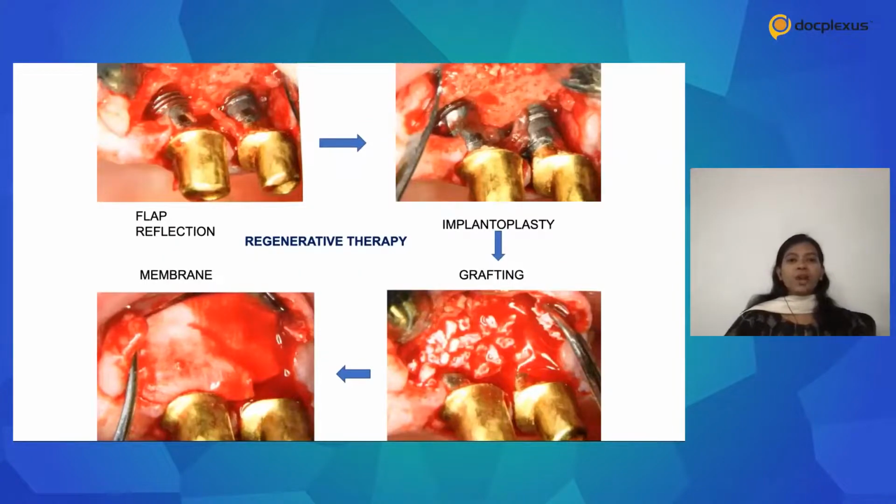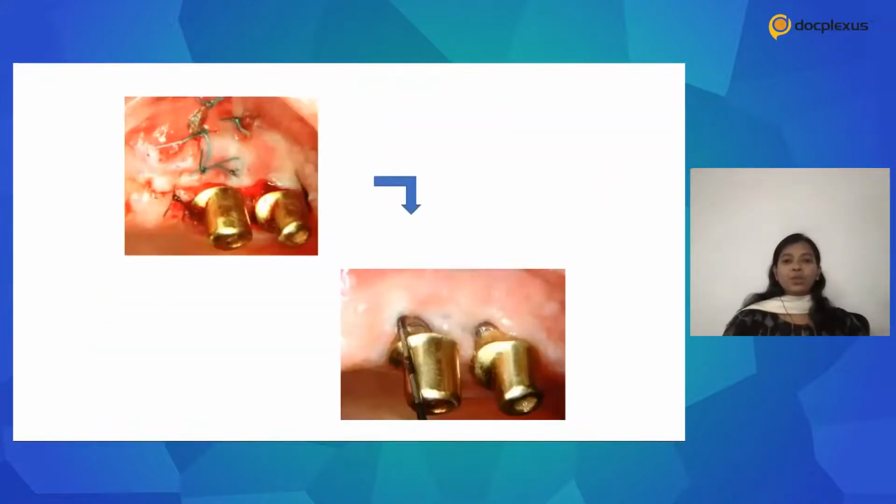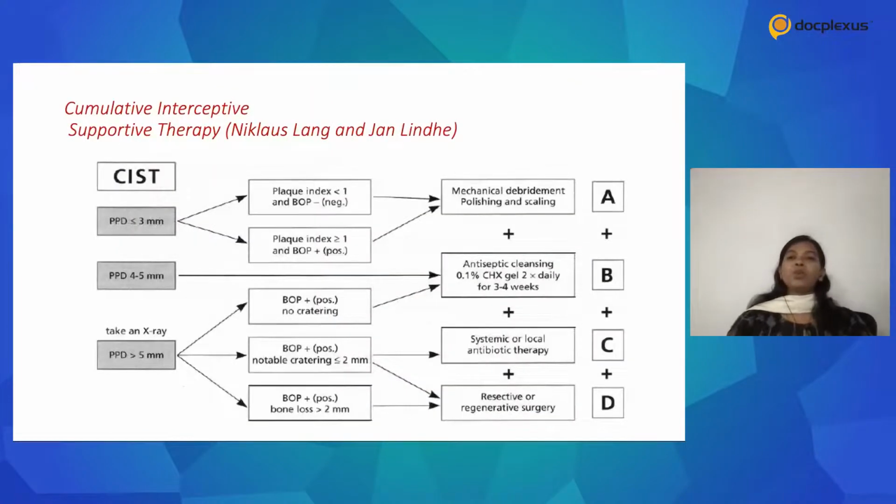Once your flap is reflected, you have to go in for an implantoplasty, which is your resective therapy. Followed by that, you place a graft on it, then place the membrane. And this is how your resective and regenerative therapy normally looks. And then you suture it. Over time you will be able to achieve a minimized probing depth and get a good success rate of the implant. So in short, this is the protocol which I was talking to you about.